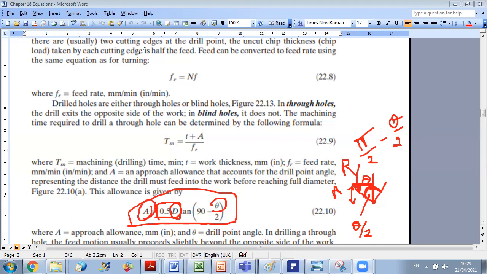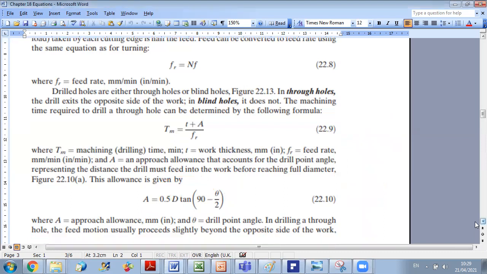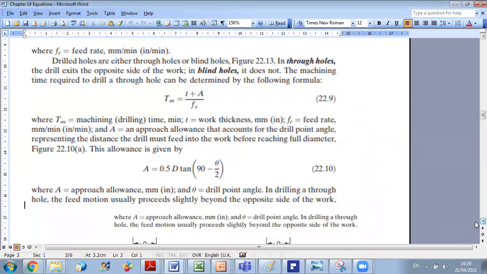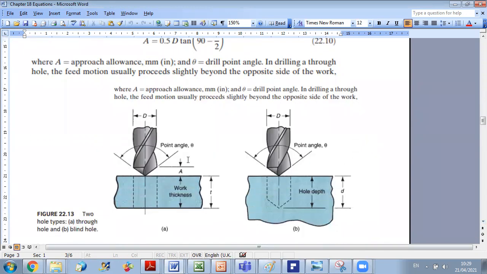Okay. Now, once we have A, then we should move into the work thickness in order to produce a through hole. Okay, so this is the figure showing the details. You have the point angle, as we said, and since we are considering A is this part, we are interested in this angle here.